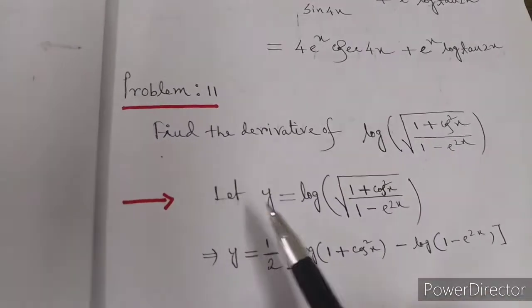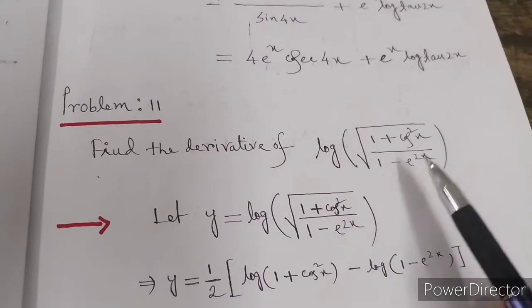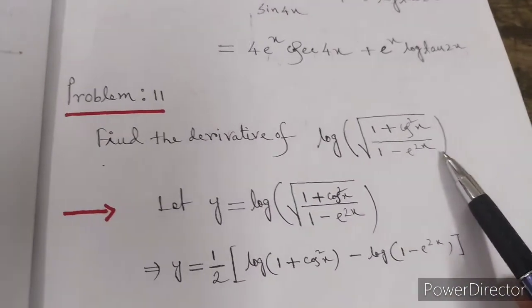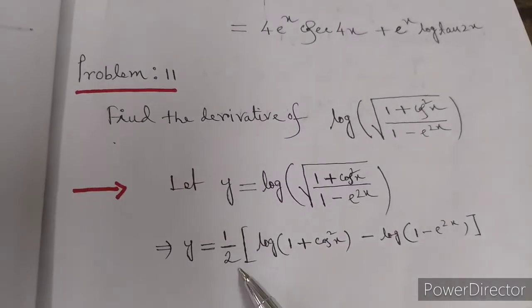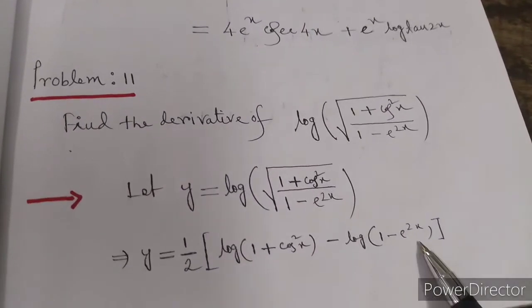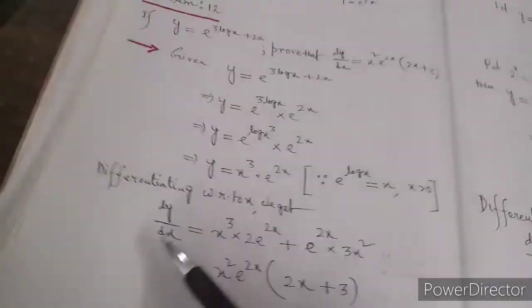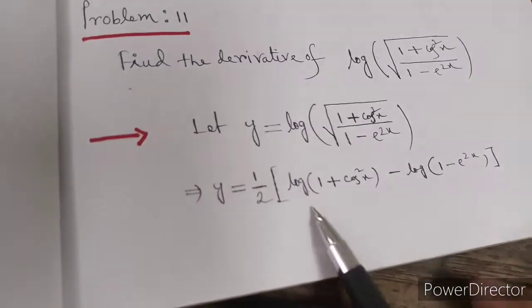Problem number 11. Find the derivative of log root under (1 plus cos square x) by (1 minus e to the power 2x). So it should be half of log(1 plus cos square x) minus log(1 minus e to the power 2x). So now differentiating this, it should be half of, look at that, this one.